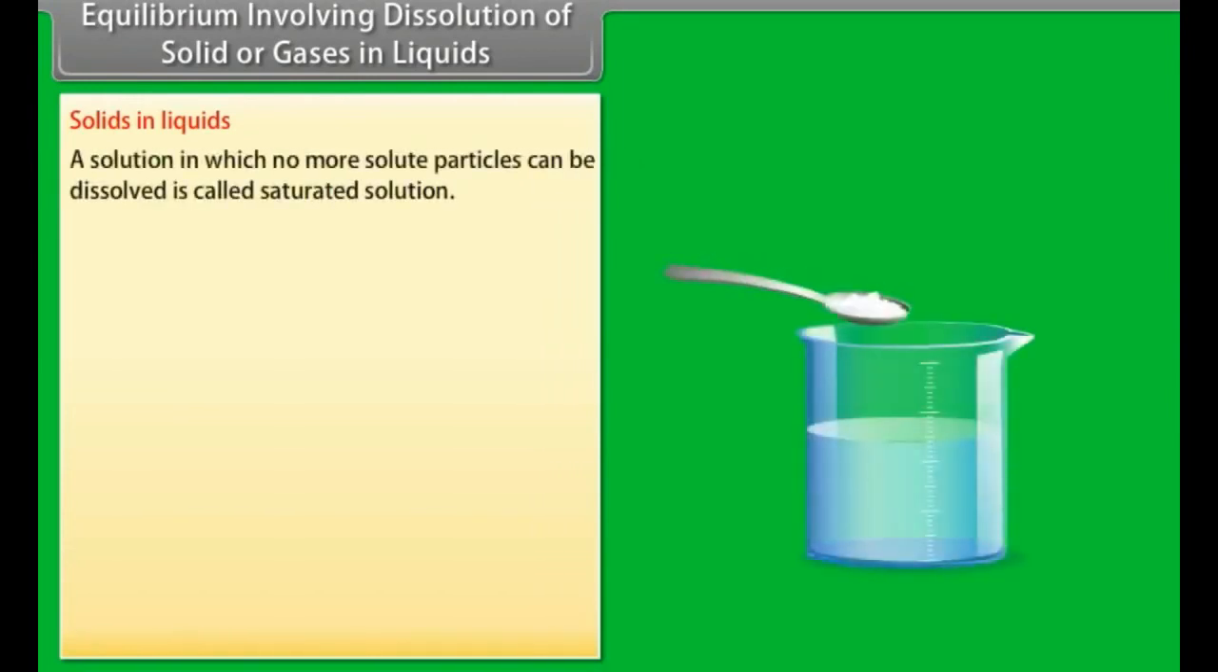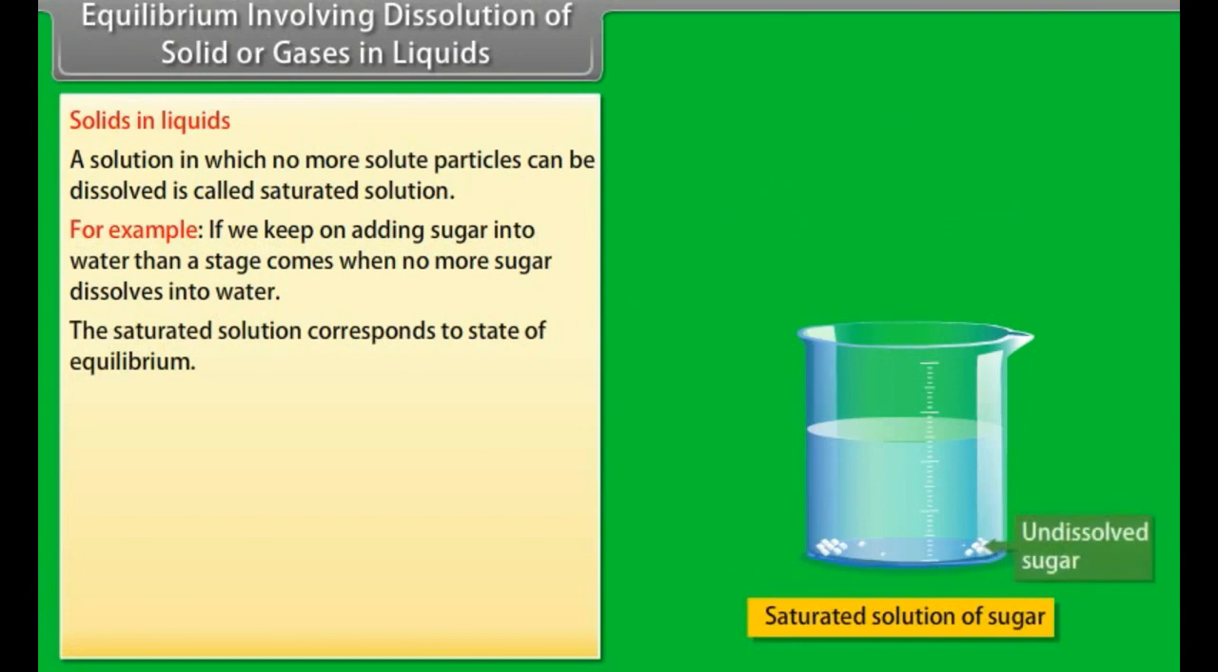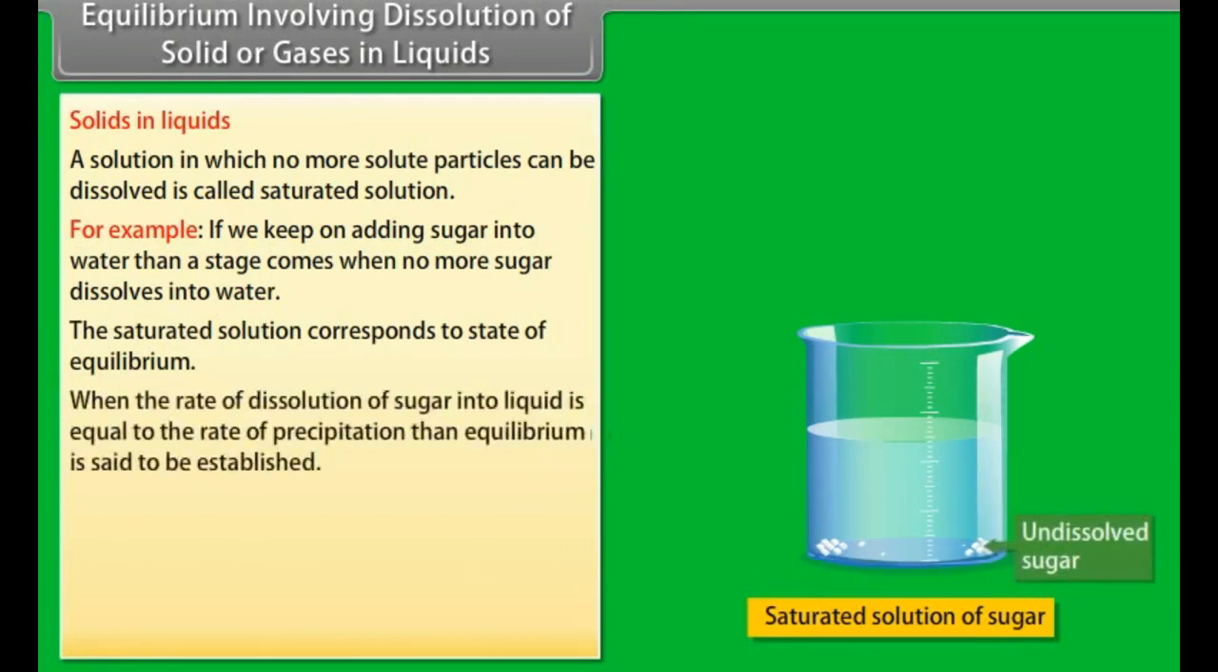Equilibrium involving dissolution of solids or gases in liquids. Solids in liquids. A solution in which no more solute particles can be dissolved is called saturated solution. For example, if we keep on adding sugar into water, then a stage comes when no more sugar dissolves into water. The saturated solution corresponds to state of equilibrium, when the rate of dissolution of sugar into liquid is equal to the rate of precipitation. Then equilibrium is said to be established.